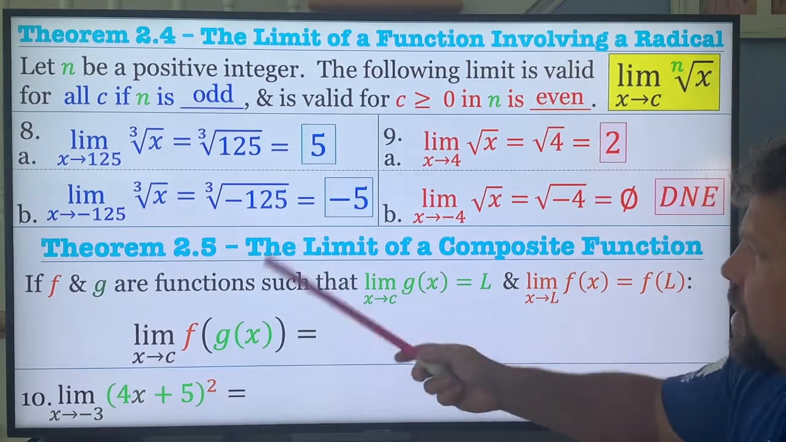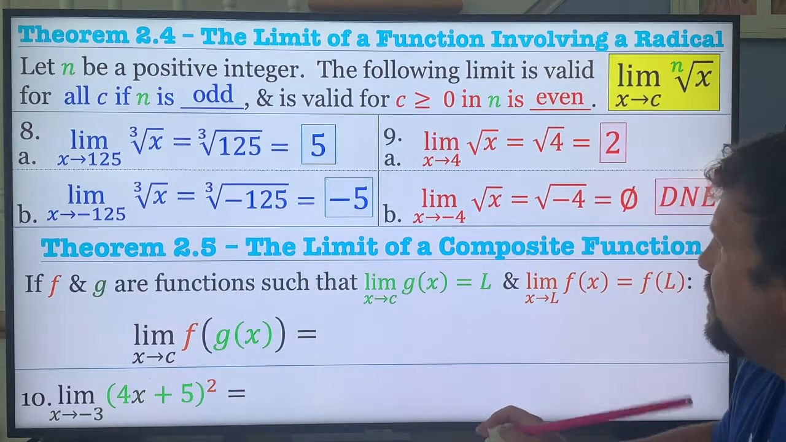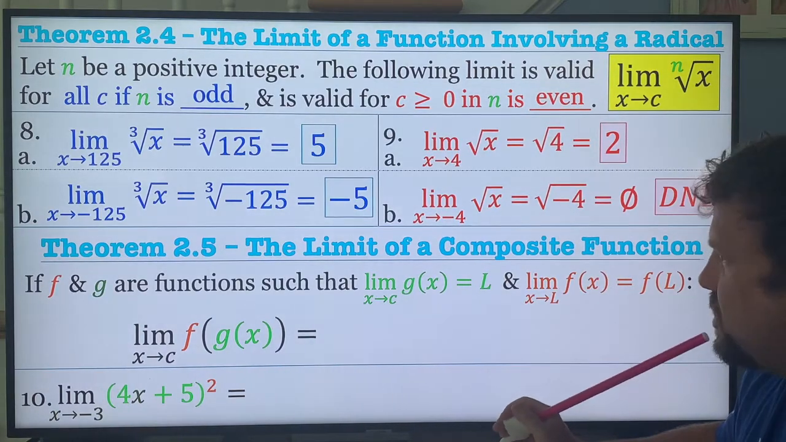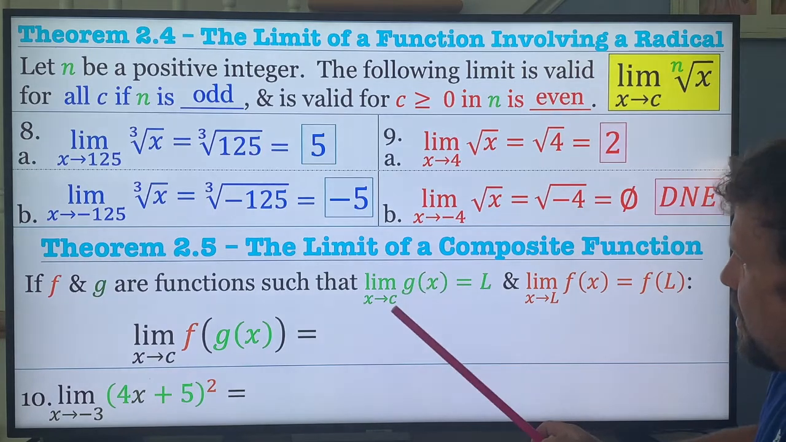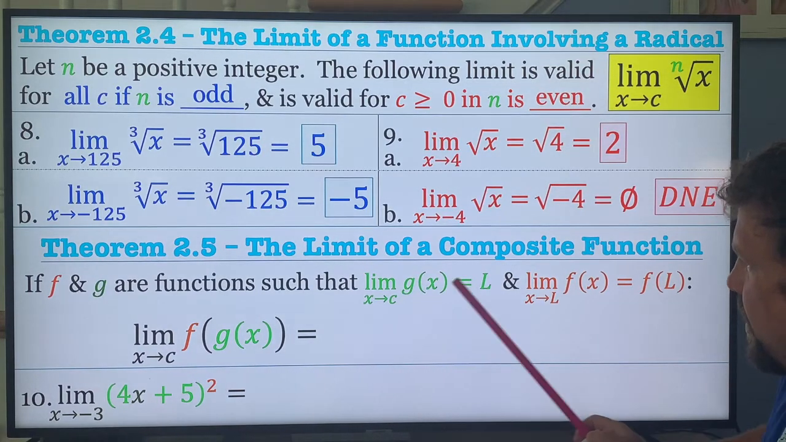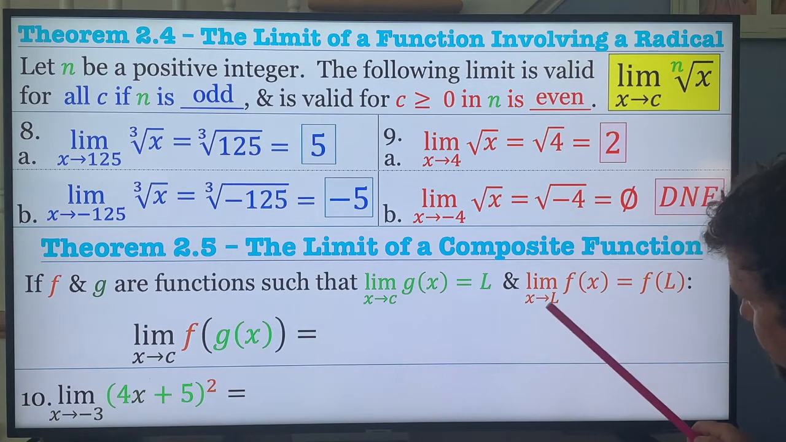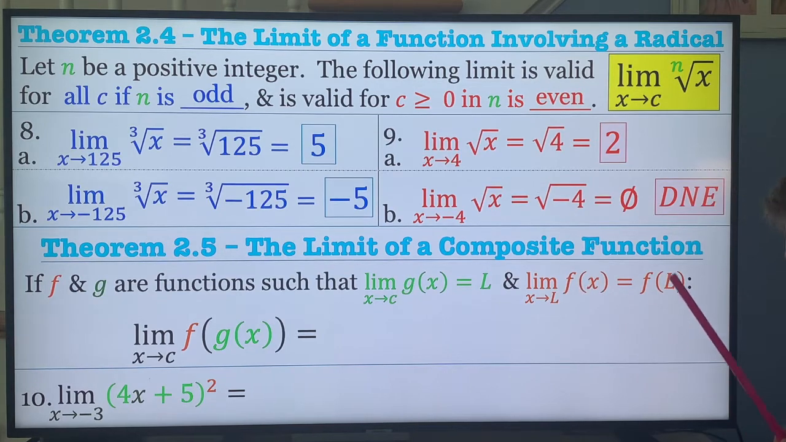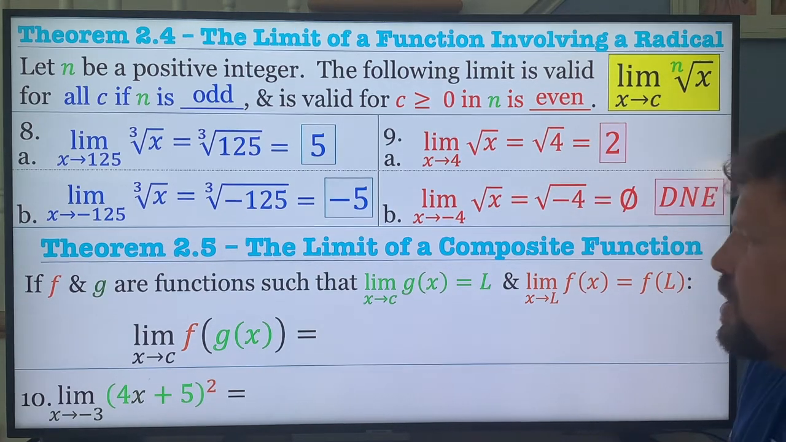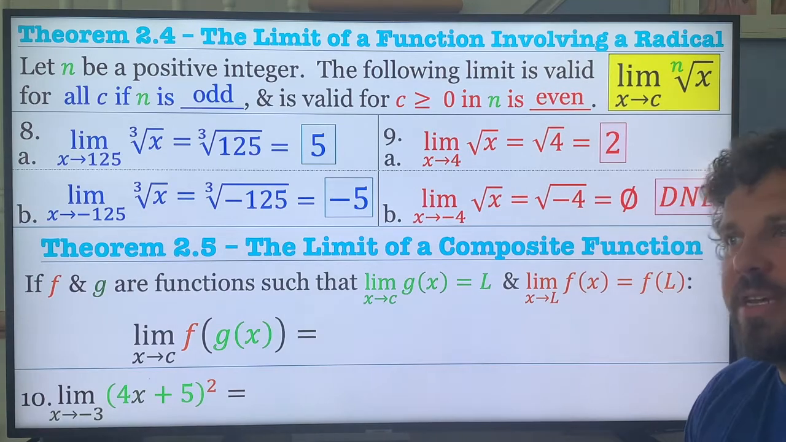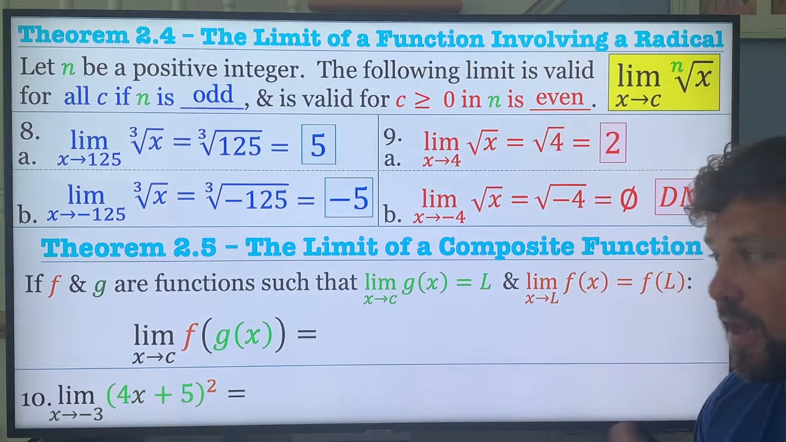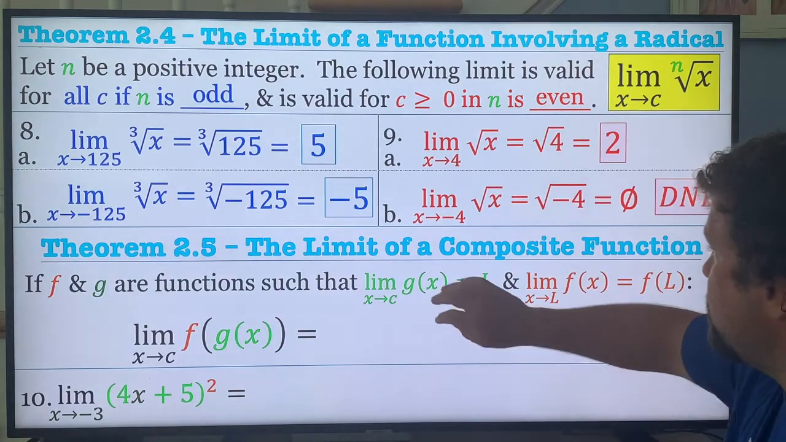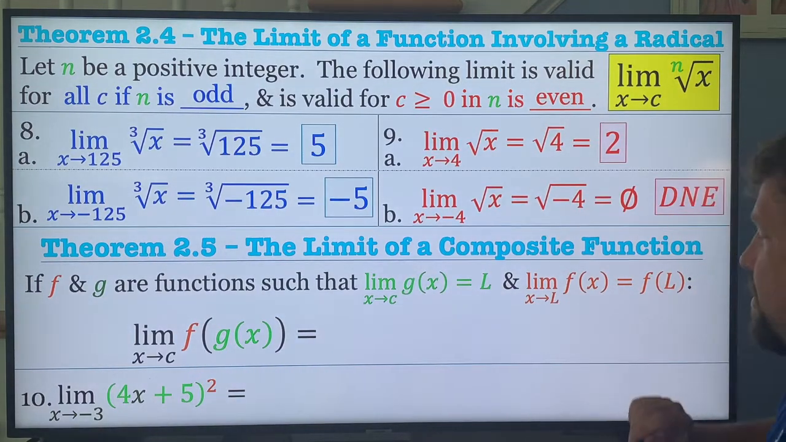All right, now, theorem 2.5. The limits of a composite function. F and G are functions such that the limit as x approaches C of g of x equals L. Then the limit as x approaches C of f of g of x is f of L. So what this means is if you have a function inside a function, you could solve it that way as well. Remember we did f of g. Pretty much what you're doing is you're taking this function and you're making that the limit.